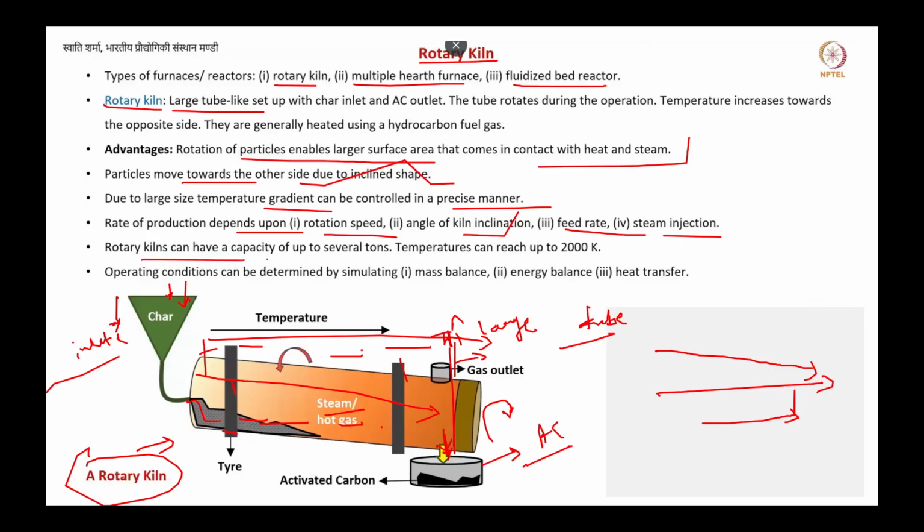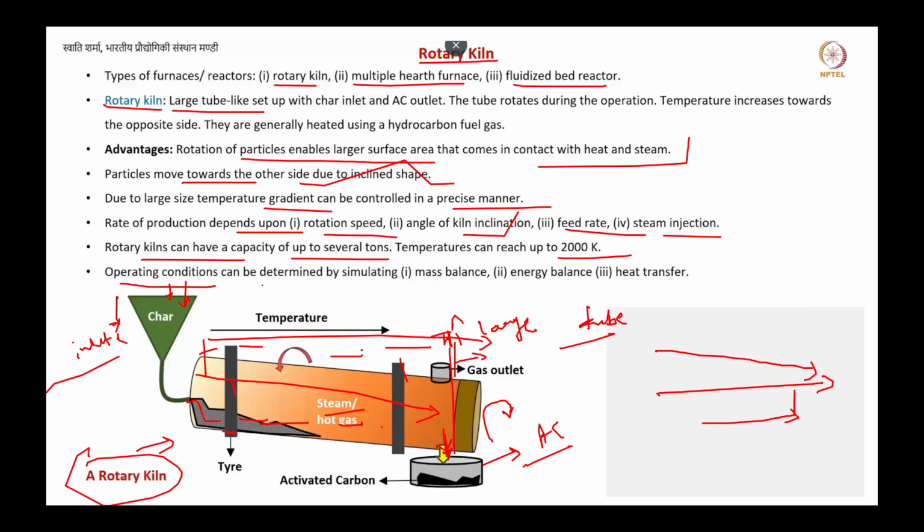A rotary kiln can have a capacity of up to several tons. You can have production in tons of tons, because it is mostly used in industries, and the temperatures can reach up to 2000 Kelvin.